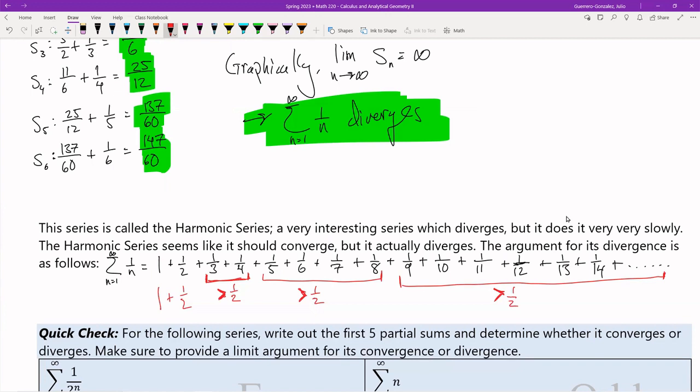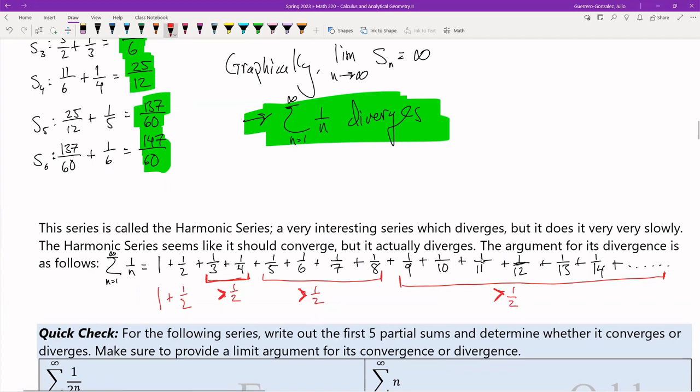And if I keep doing that, obviously, if you just keep adding a half plus a half plus a half, the halves are coming from associating bigger and bigger groups, but you're still adding a half, right? And this summation goes on to infinity, right? So if I keep adding halves, obviously, it's going to be going to infinity, okay? So that's the easiest argument for why the harmonic series diverges, okay?